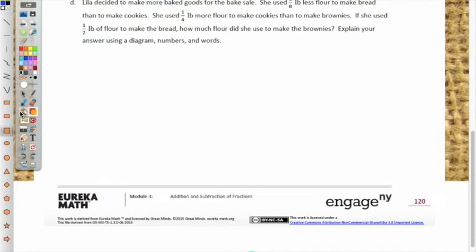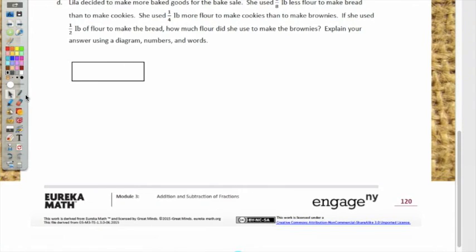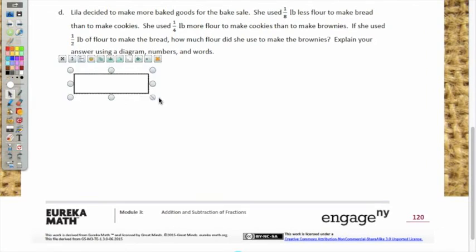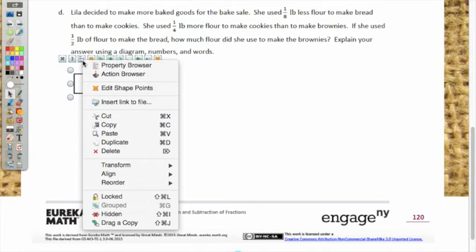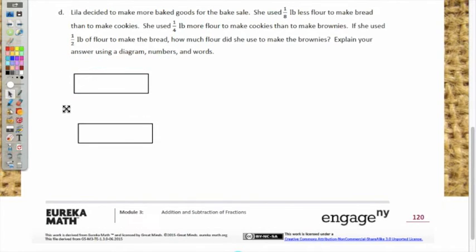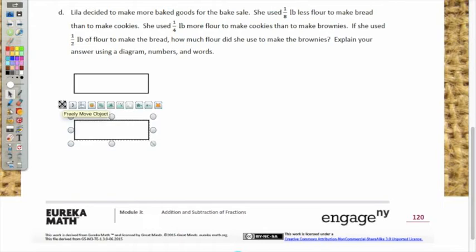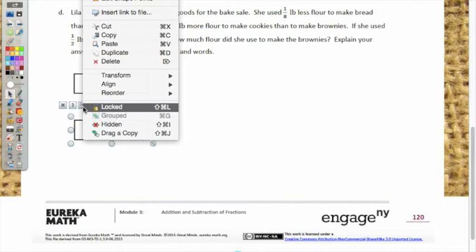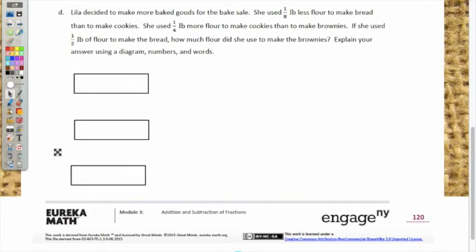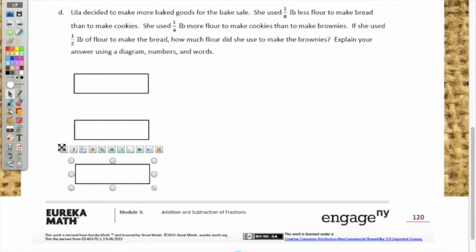Okay, so make 3, leave a little space between. The first one is bread, second one is cookies, the last one is brownies. I know bread starts with BR too, but I'm just going to label them like that.